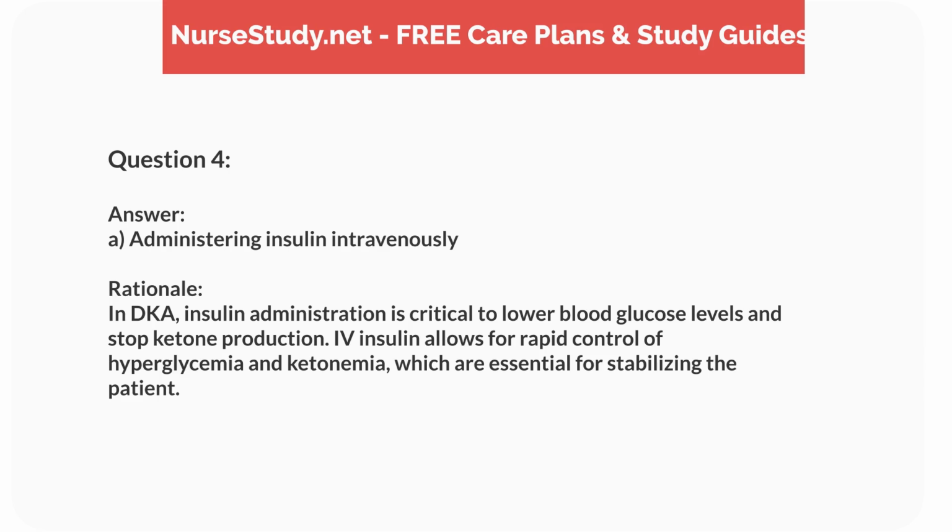Answer: A. Administering insulin intravenously. Rationale: in DKA, insulin administration is critical to lower blood glucose levels and stop ketone production. IV insulin allows for rapid control of hyperglycemia and ketonemia, which are essential for stabilizing the patient.